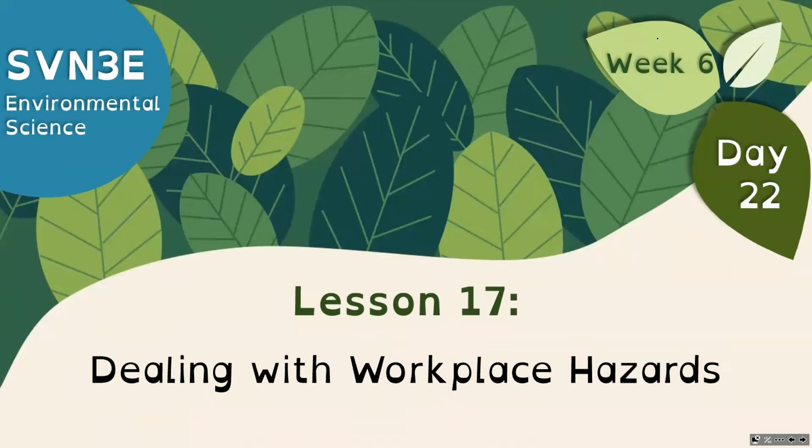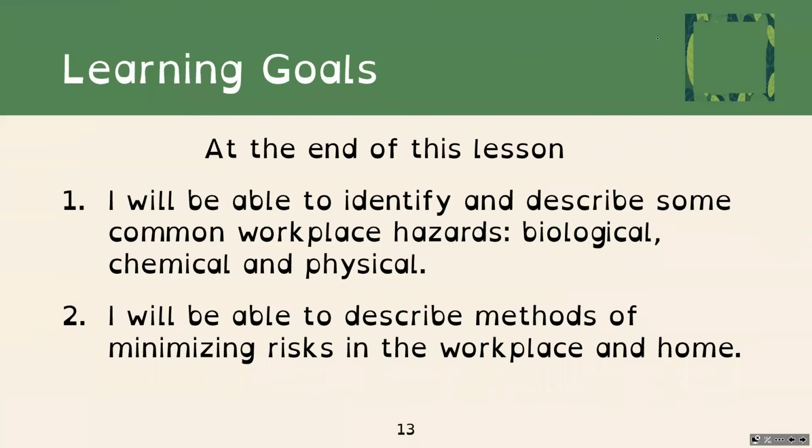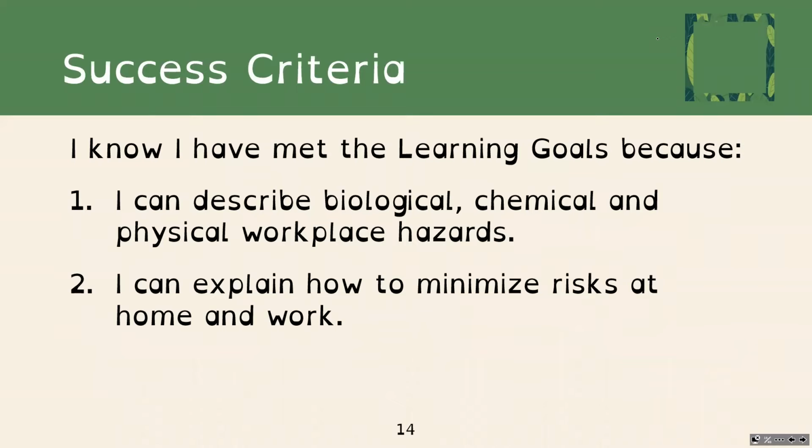Today in particular, our lesson is number 17, where we're dealing with workplace hazards. So at the end of this lesson, you will be able to identify and describe some common workplace hazards, biological, chemical, and physical. You'll be able to describe the methods of minimizing risks in the workplace and at home. So the success criteria, you know that you've met those learning goals is because you can describe biological, chemical, and physical workplace hazards, and you can explain how to minimize risks at home and at work.